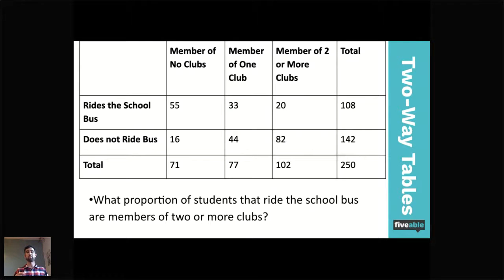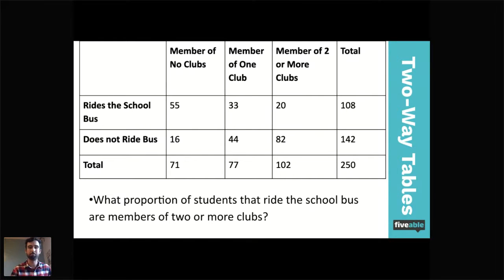AP exam tip. You do not need to reduce on the AP exam to get full credit. If you put 20 out of 108, you will get full credit on the AP exam. So don't feel like you have to reduce to get full credit on the AP exam. You also don't need to convert it into a decimal or percent if they're not being specific about what they want. So any form will work.